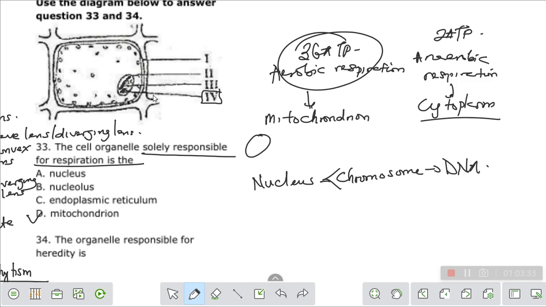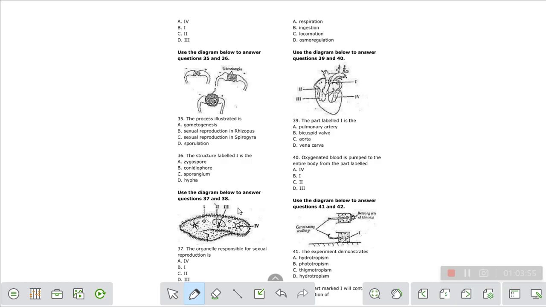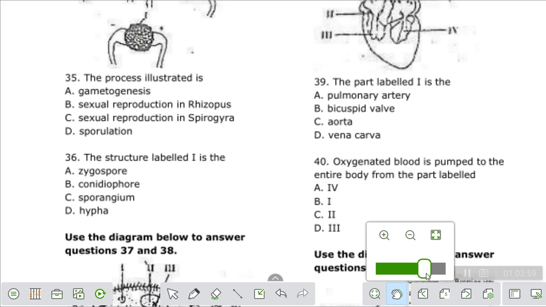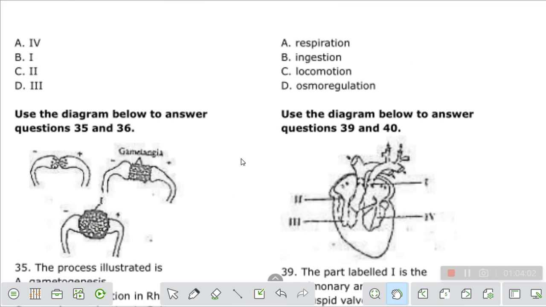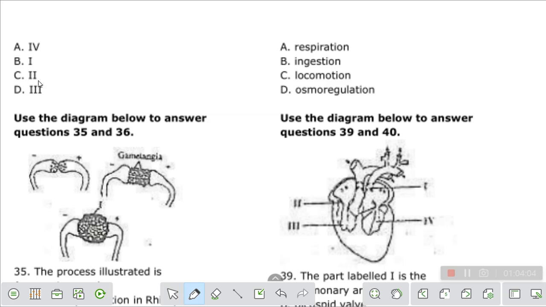So use the diagram below to answer question 35 and 36. They said the process illustrated is, so here the word gametangia, right? Option A, gametogenesis. Option B, sexual reproduction in rhizopus. Option C, sexual reproduction in spirogyra.